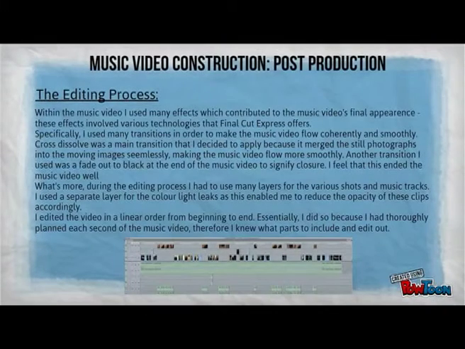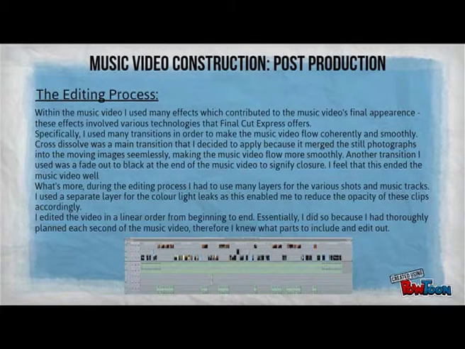The editing process. Within the music video, I used many effects which contributed to the music video's final appearance. These effects involve various technologies that Final Cut Express offers. Significantly, I used many transitions in order to make the music video flow coherently and smoothly. Cross Dissolve was a main transition that I decided to apply because it merged the still photographs into the moving images seamlessly, making the music video flow more smoothly. Another transition I used was Fade to Black at the end of the music video to signify closure. I feel that this ended the music video well.